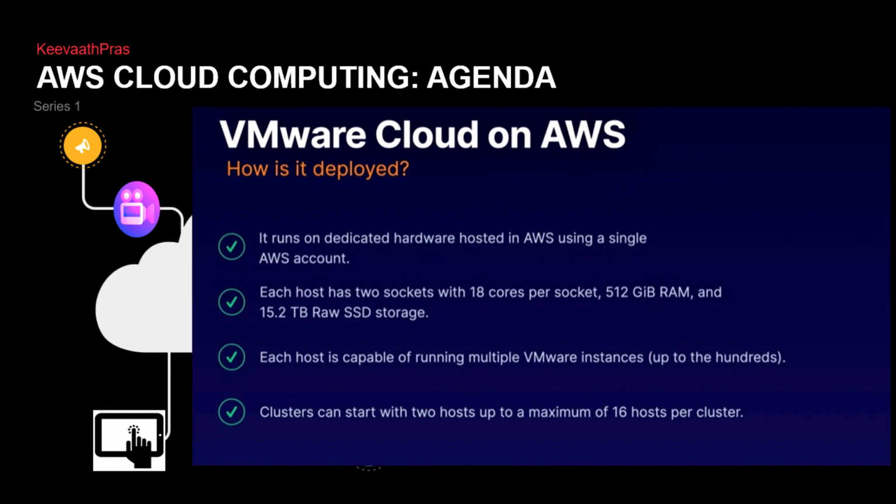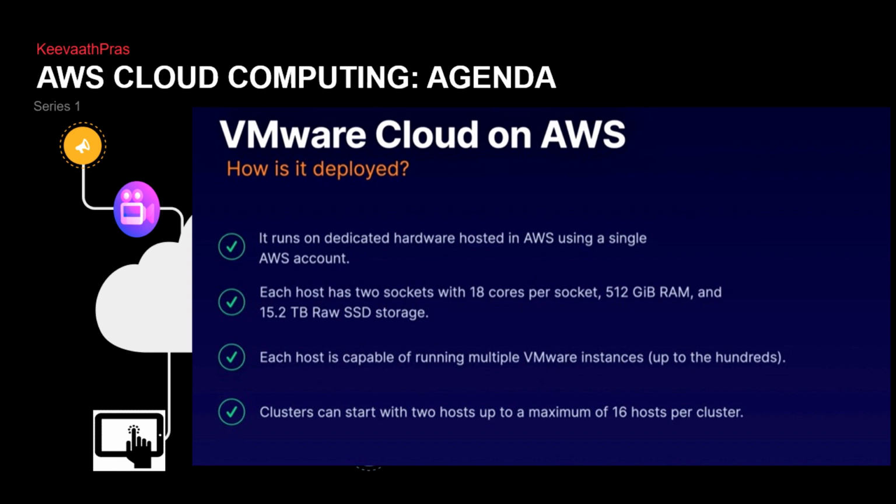Now, how do you deploy the VMware? It runs on dedicated hardware hosted in AWS using a single AWS account. Let's not worry about the host socket, but it is quite big. Let's not get into the nitty-gritty details. I don't think it is even necessary in the exam. Each host is capable of running multiple VMwares, in hundreds. So this is what you need to know.